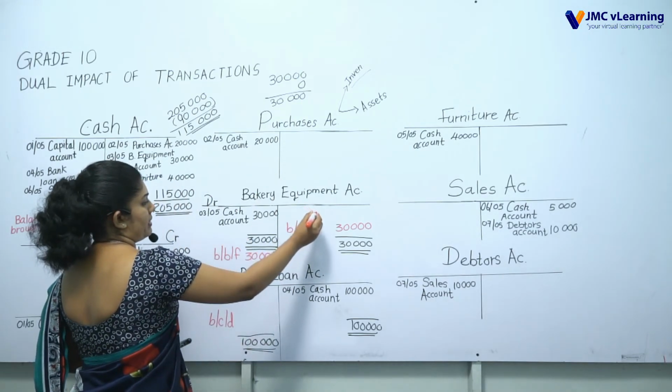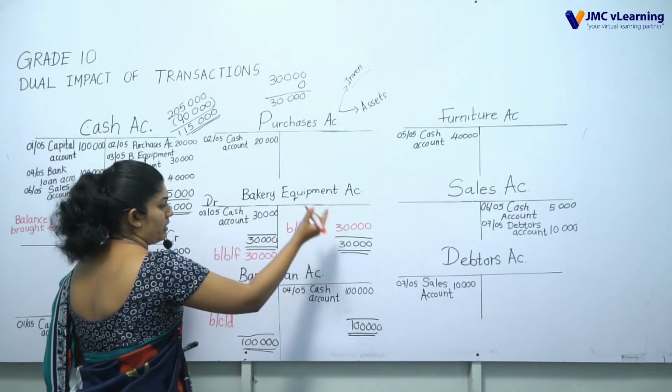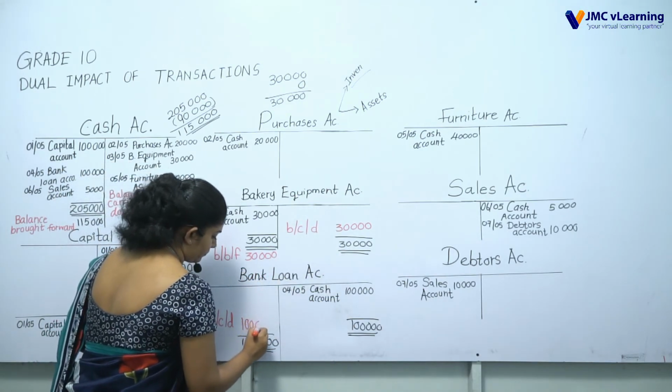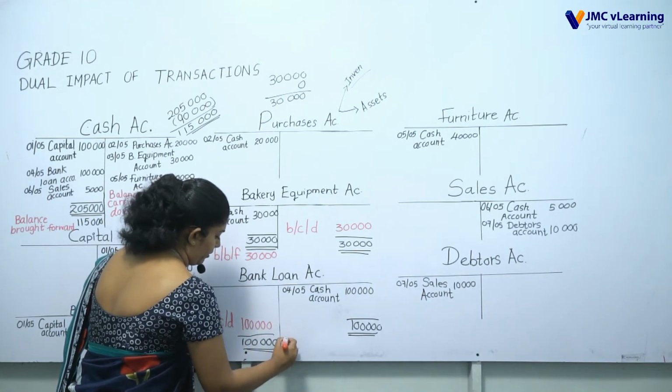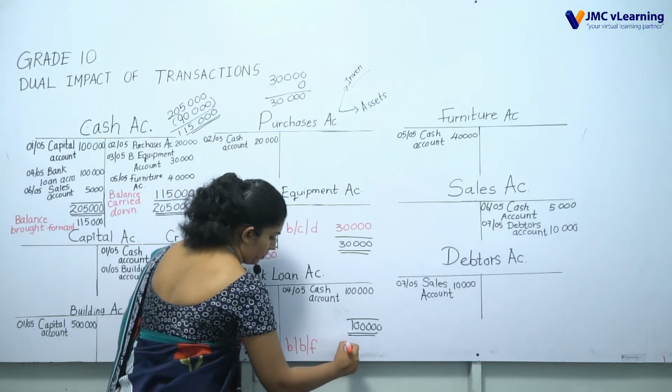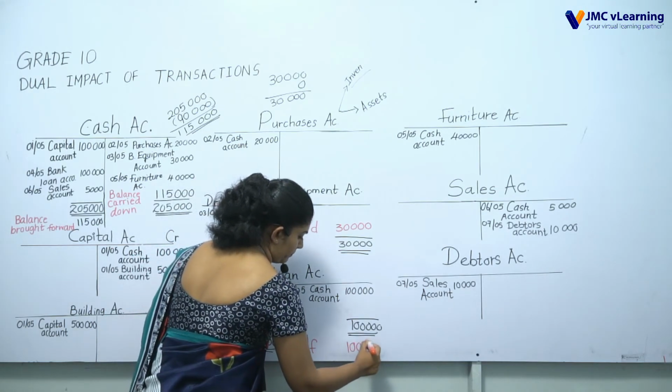Just like the previous example, this side is 0. Therefore, the same balance and balance brought forward also 100,000.